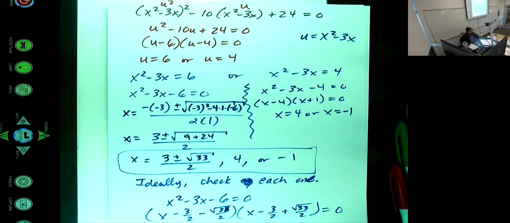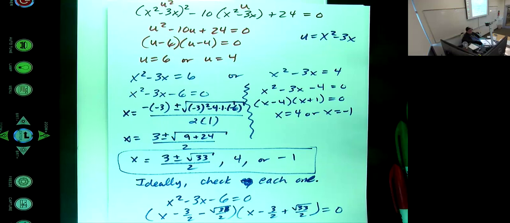Factor if you can do it quickly. If you can't figure it out within like a minute, just go over to quadratic formula, save yourself some time. Every once in a while, if the numbers are small, completing the square is, in my head, faster than the quadratic formula, but very rarely.